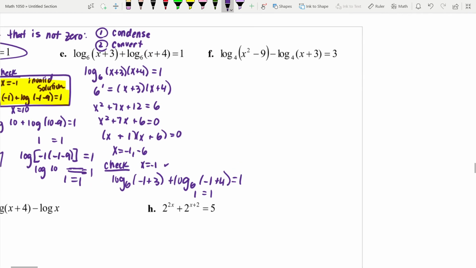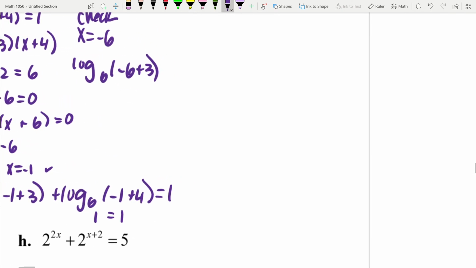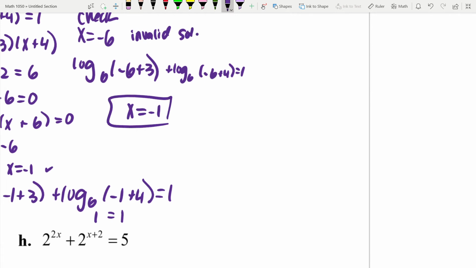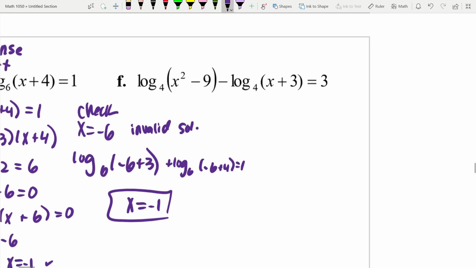Now I have to check x equals negative 6. I'm going to go log base 6 of negative 6 plus 3. The second I write that down, I know what? It's not going to work out. Yep. Plus log base 6 of negative 6 plus 4 is equal to 1. Fill in the words invalid solution. Write your answer. x equals negative 1. Done. 100% certain. Just because it's a negative doesn't mean that it won't work. Okay? All right. Question F.